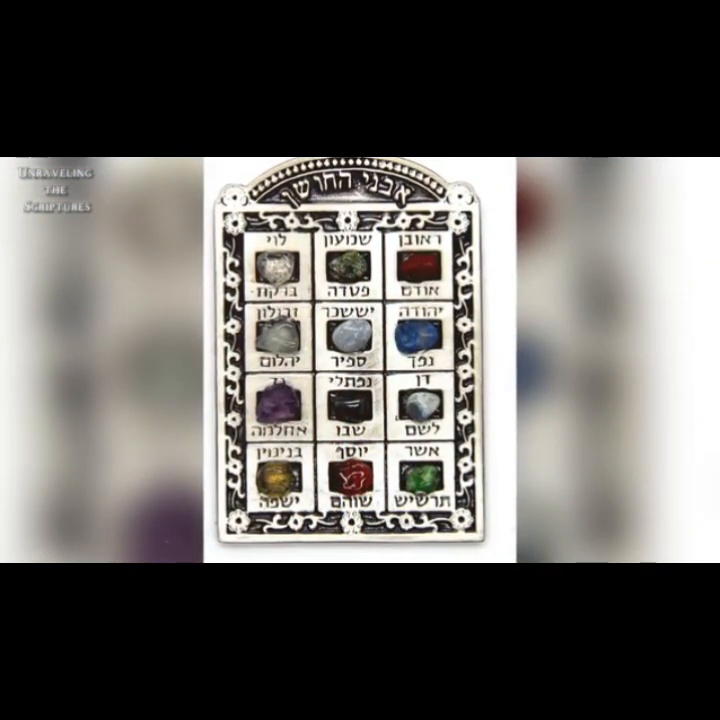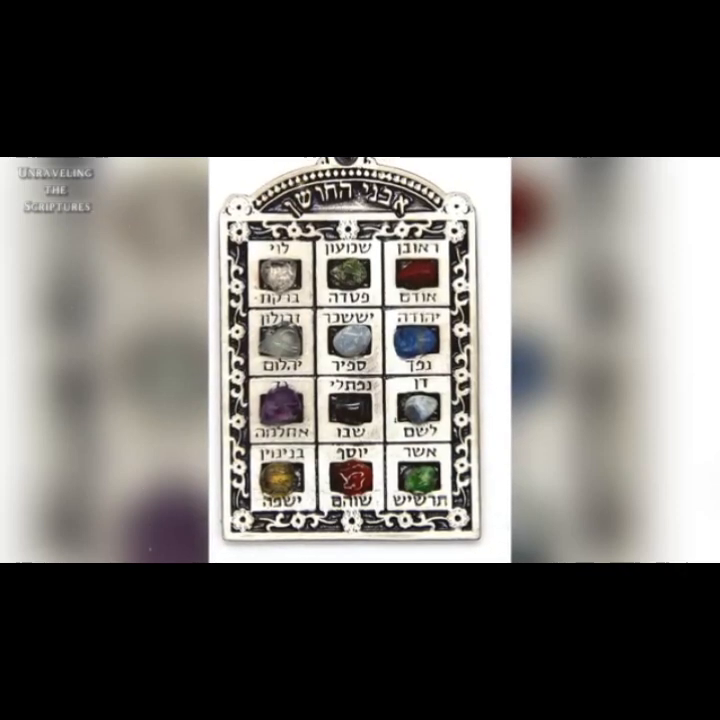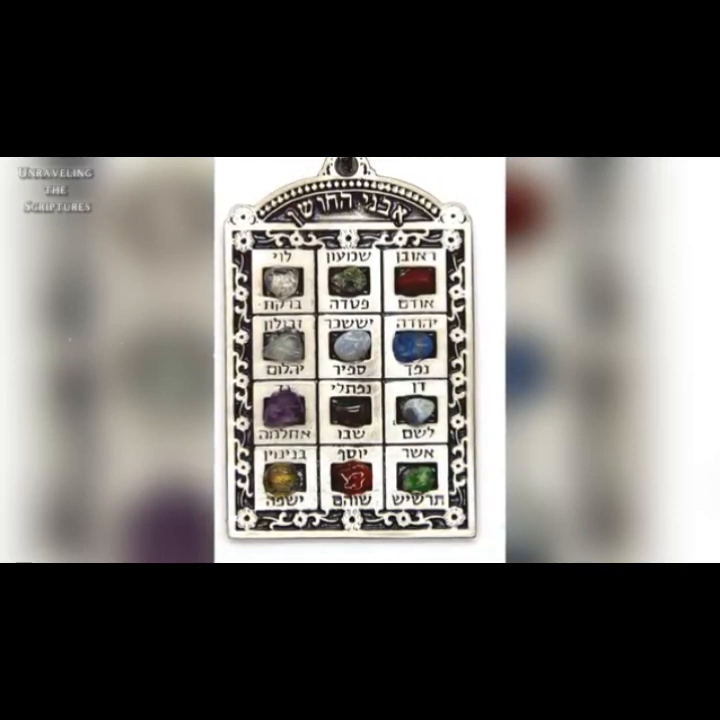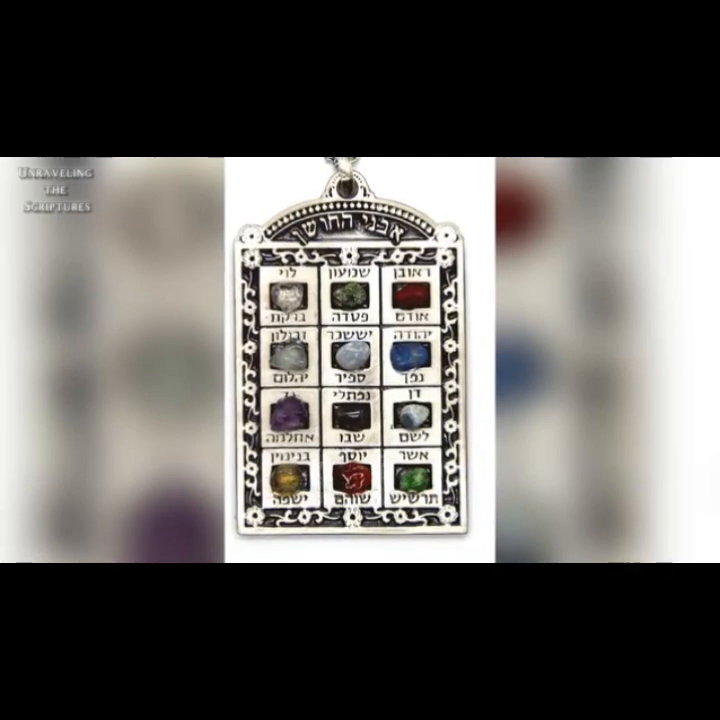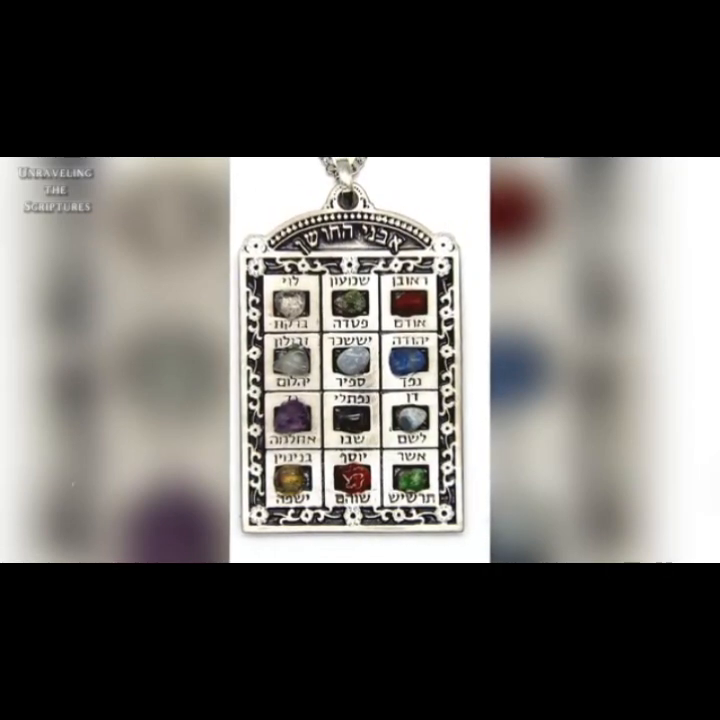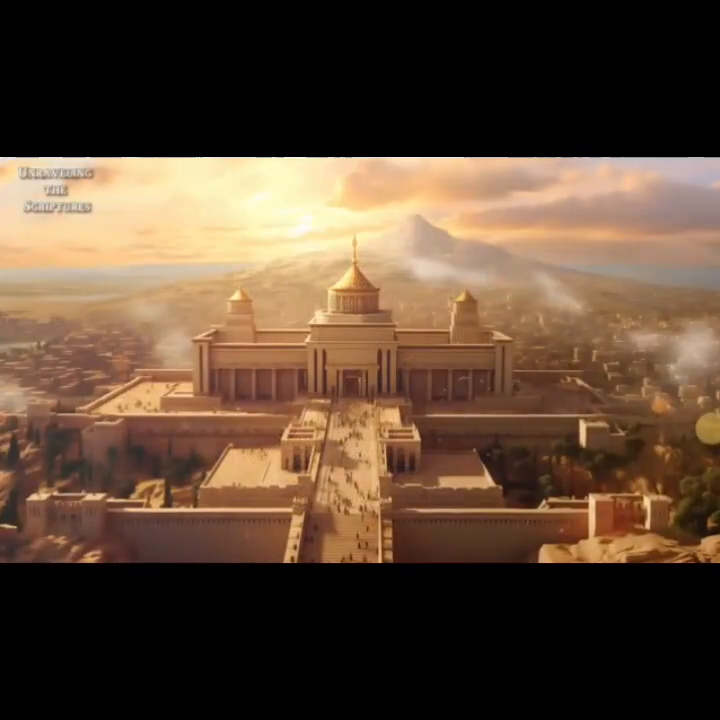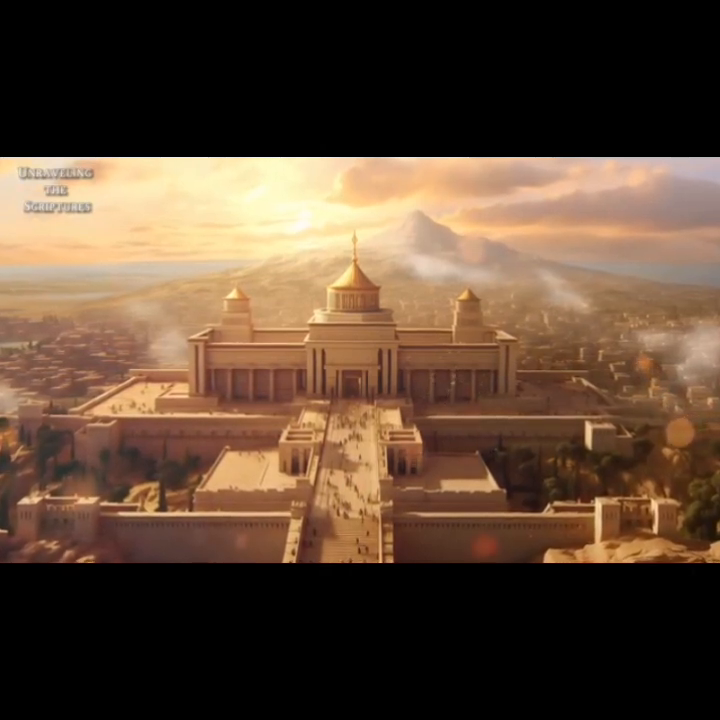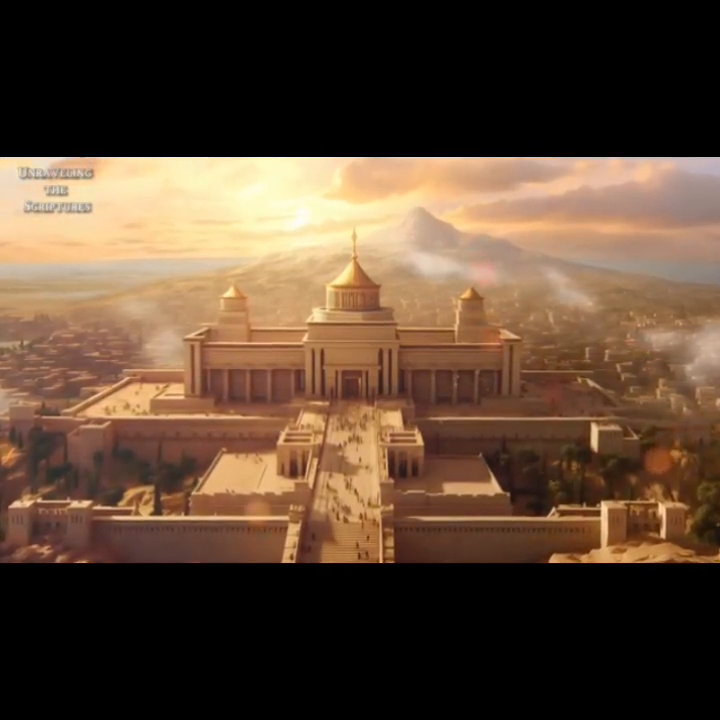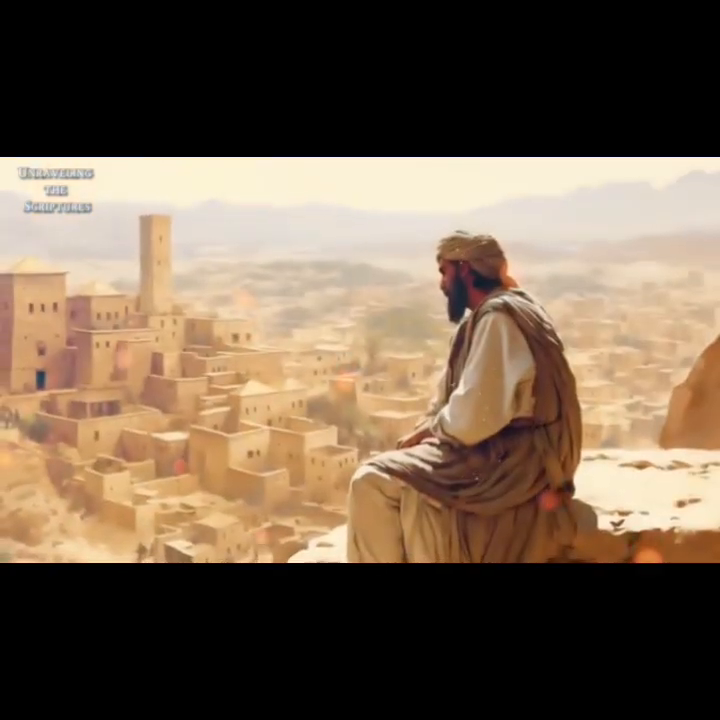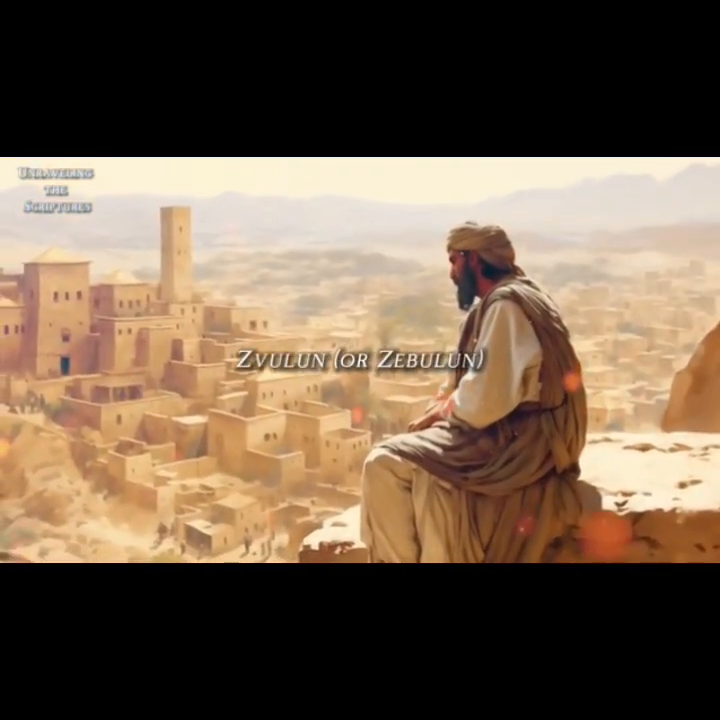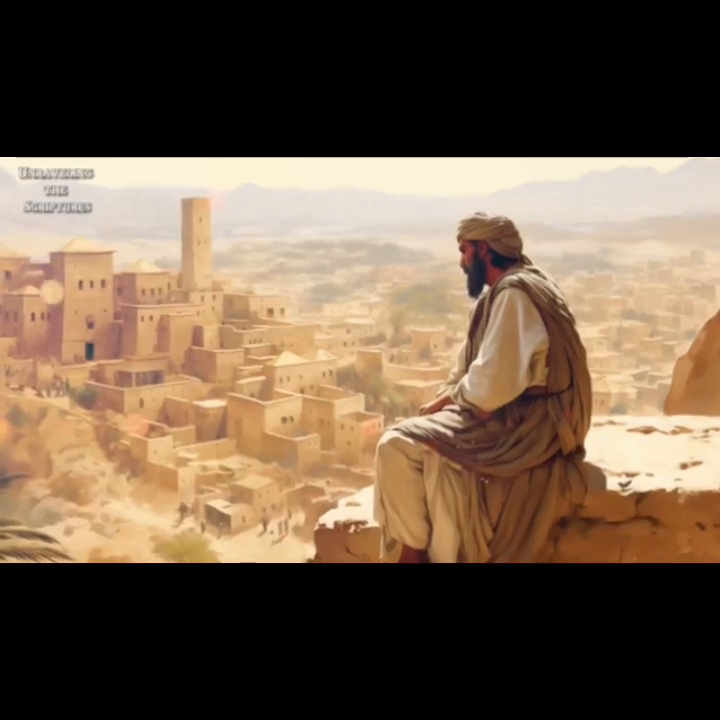The symbol of the tribe of Levi is the breastplate of the high priest, which displayed 12 precious or semi-precious stones, each representing one of the 12 tribes of Israel because the service they performed for God encompassed the entire people. This symbolizes the spiritual importance of the tribe of Levi in connecting the people to God through their duties in the temple.